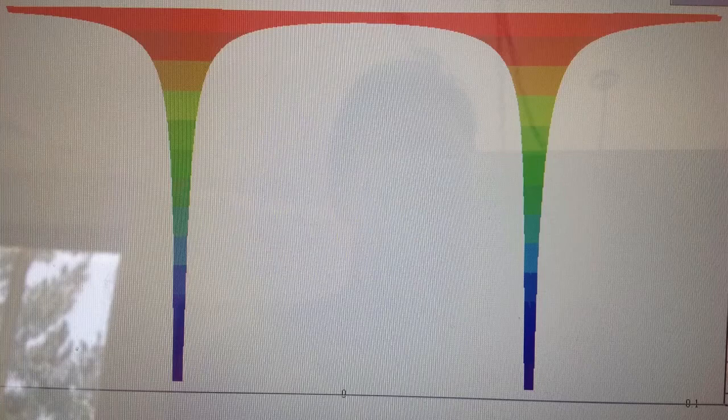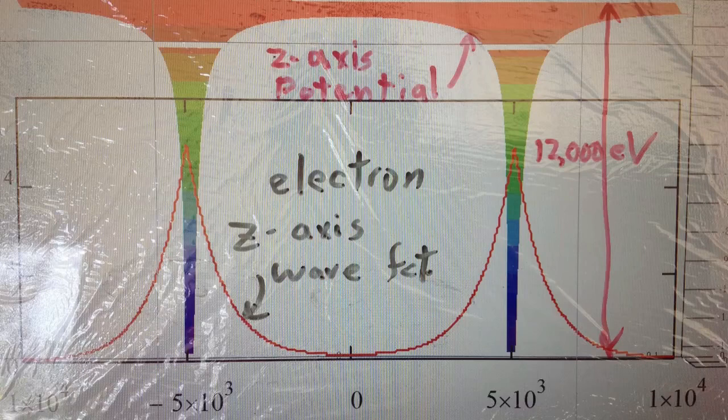The electron spirals along this axis exposed to this widely varying potential. The next slide shows the same potential plus the wave function of the electron along the z-axis. The deuteron separation here is about 0.1 angstrom. Note, the electron must tunnel almost the entire 0.1 angstrom. The very high average kinetic energy of the electron allows for this.